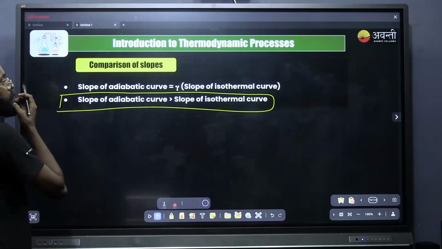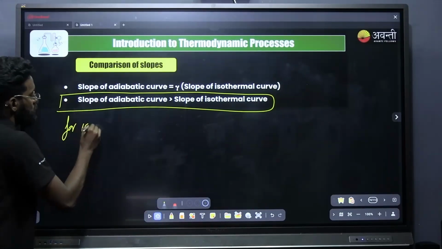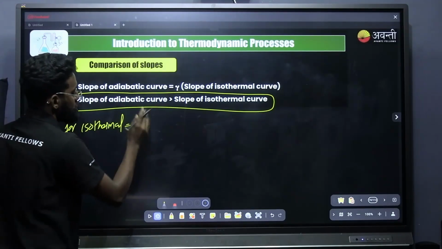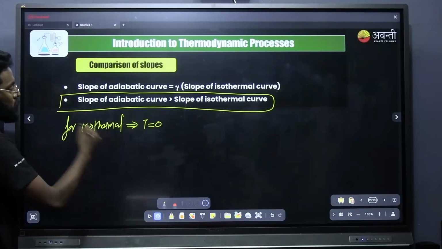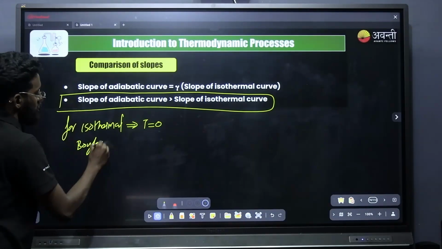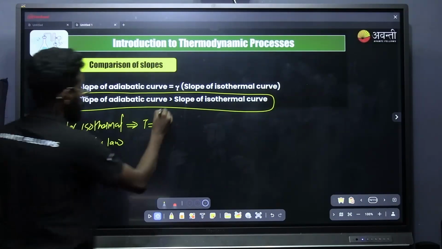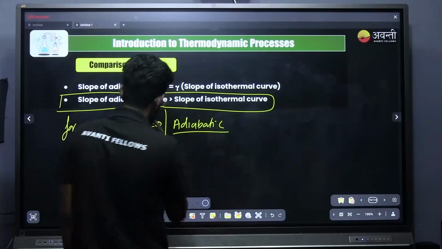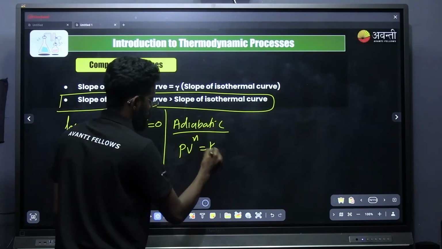That is, what is the equation of state for isothermal? You know that temperature is constant. When temperature is constant, which gas law can we apply here? We can apply Boyle's law, right? What is Boyle's law? PV is equal to a constant. Now if I observe adiabatic, what is the equation of state for adiabatic? PV raised to gamma is equal to a constant.